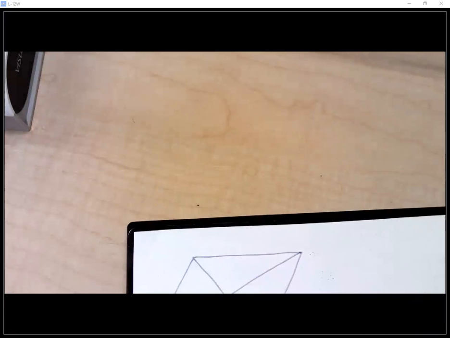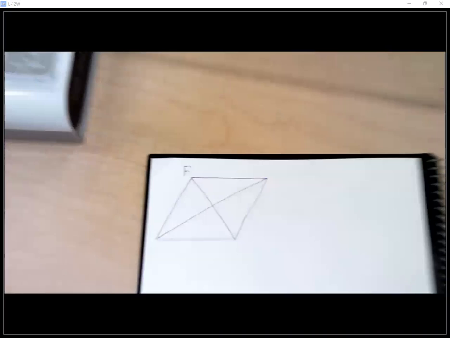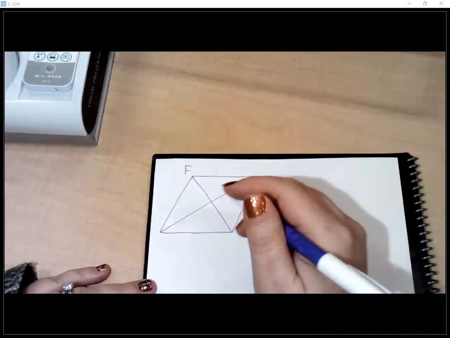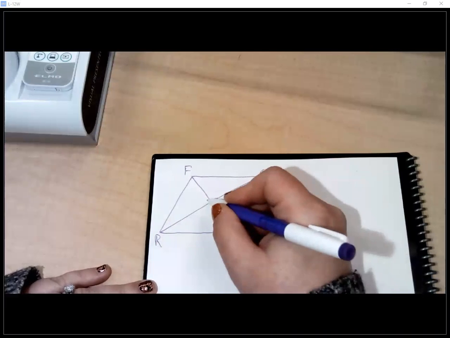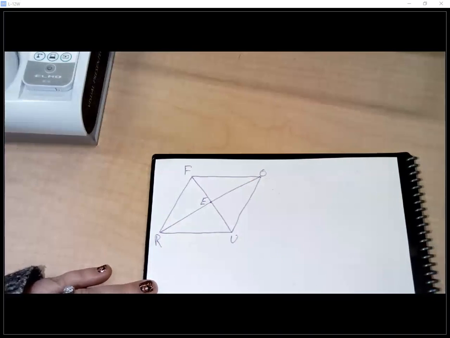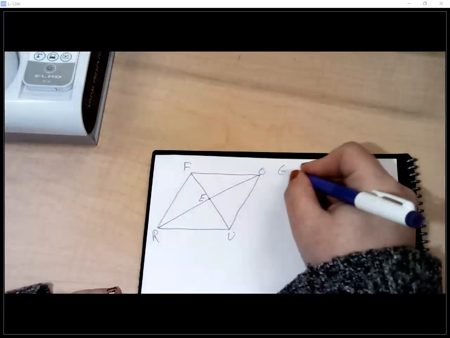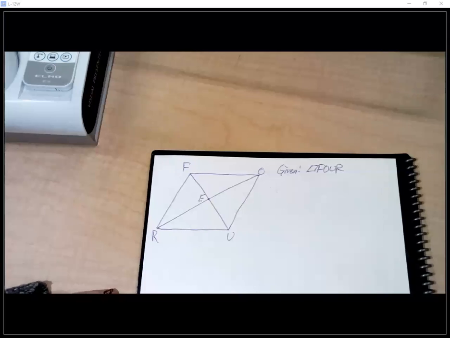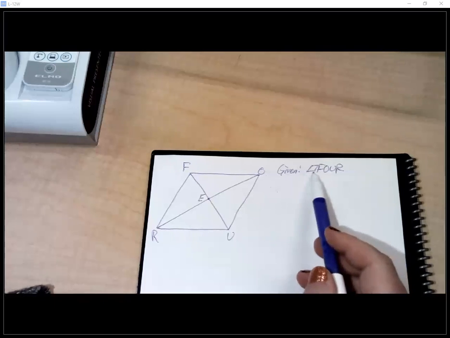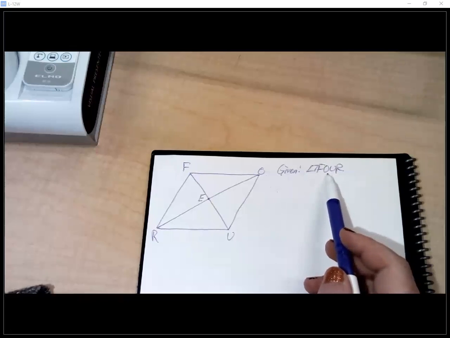So we're going to start with a parallelogram. I'm going to draw in both diagonals. I'm going to label it the same way I have it in my notes. F, O, U, R, and then an E in the middle. I don't know why, but there you have it. Okay, so your given information is that FOUR is a parallelogram. So if you see this notation, the parallelogram symbol and then the name of the parallelogram, that's saying, hey, you know this thing is a parallelogram.